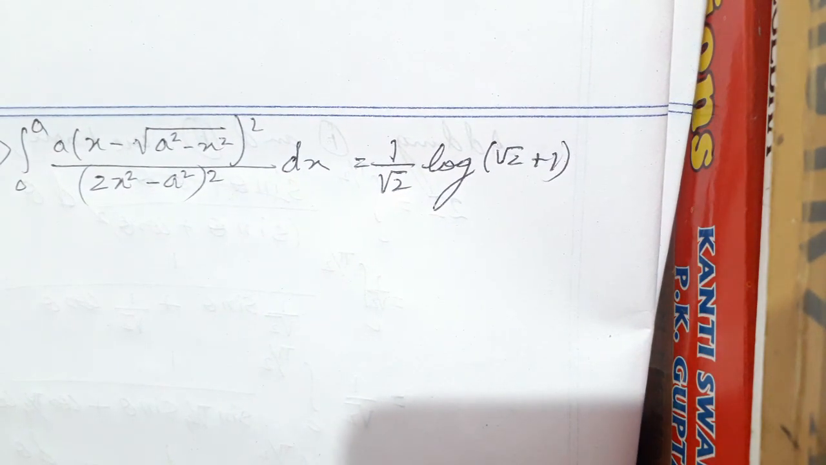So what is your I here? The I was the integral from 0 to a of x minus square root of a square minus x square, whole thing square, divided by 2x square minus a square, whole thing square, dx, equal to 1 by root 2 log of root 2 plus 1. So we get this. Thank you.